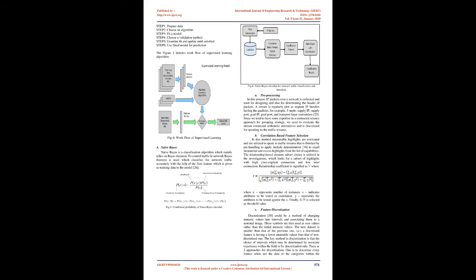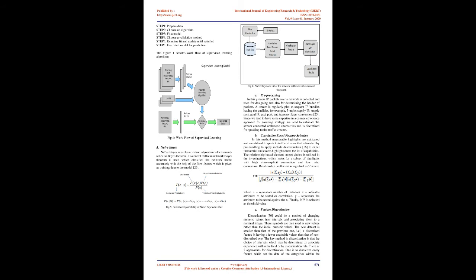A. Pre-processing. In this process, IP packets over a network are collected and used for designing and also for determining the header of packets. A stream is regularly plotted as sequential IP packets having qualities, for example, the 5-tuple: source IP, source port, destination IP, destination port, and transport layer protocol. Since we have some expertise in a related science approach for classification, we need to extract the flow-related statistical features, which are discretized for representing the traffic flows.